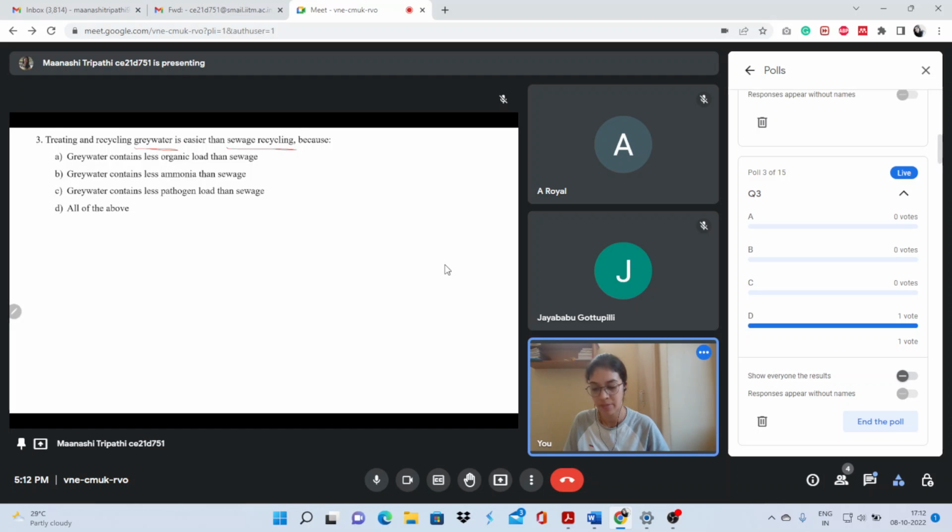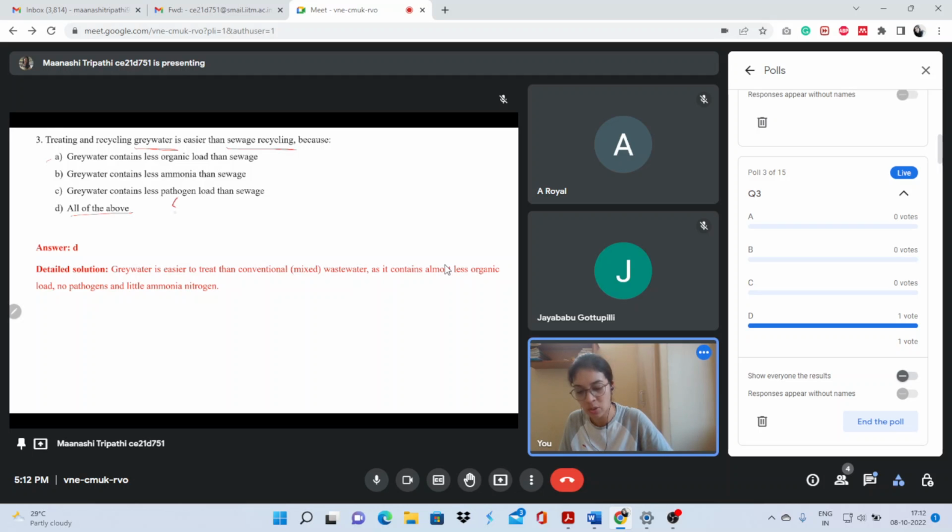We'll see the answer. So the answer is D. You have answered A. See, grey water does not contain pathogens, and it does not contain feces. The source of pathogens in water is mostly soil and feces. So it is easier to recycle because these things are not there. Pathogens are disease causing organisms.